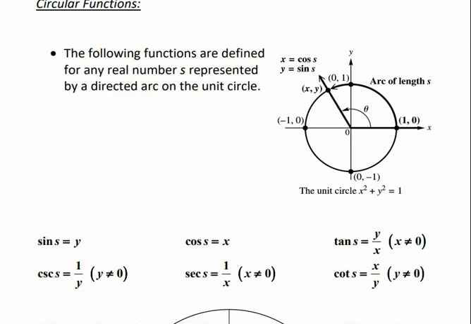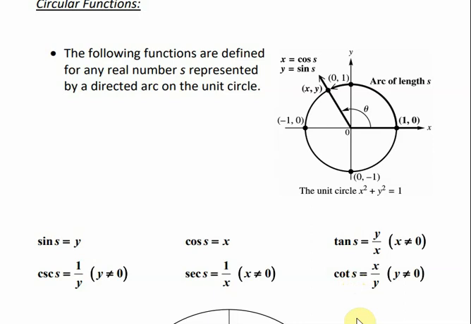The following functions are defined for any real number s represented by a directed arc on the unit circle. A unit circle is used in trig, and it is a circle with a radius of 1 with a center at the origin. In the unit circle, our trig functions are defined as we see here. Sine of s is y, cosine of s is x, tangent of s is y over x, and then we have our reciprocal functions. Cosecant of s is 1 over y, secant of s is 1 over x, and cotangent of s is x over y.